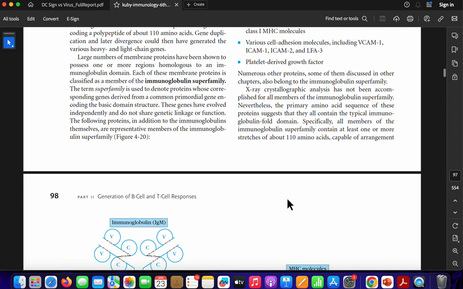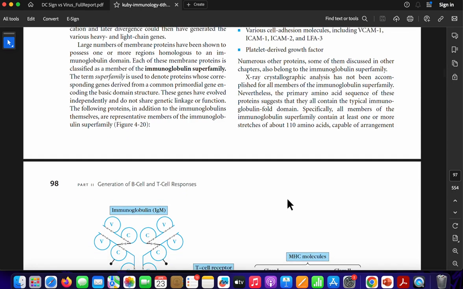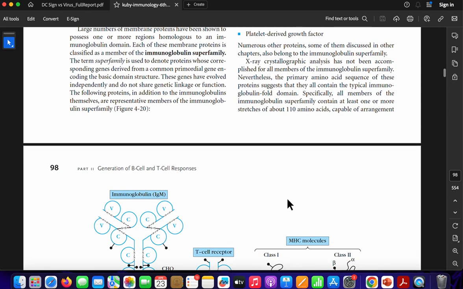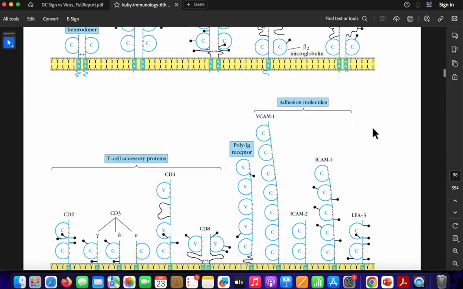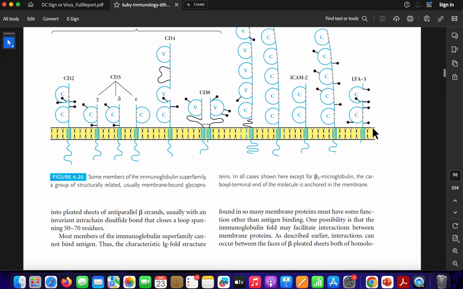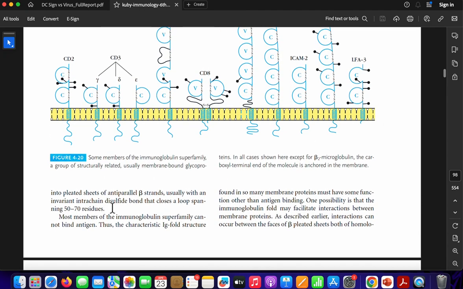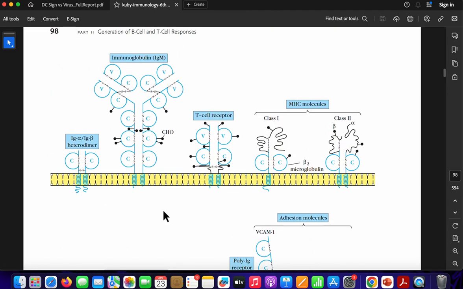X-ray crystallographic analysis has not been accomplished for all members of the immunoglobulin superfamily. Nevertheless, the primary amino acid sequences of these proteins suggest that they all contain the typical immunoglobulin fold domain. Specifically, all members of the immunoglobulin superfamily contain one or more stretches of about 110 amino acids capable of arrangement into pleated sheets of anti-parallel beta strands, usually with an invariant intra-chain disulfide bond that closes a loop spanning 50 to 70 residues. You can see here.